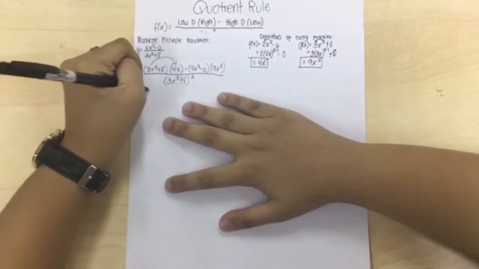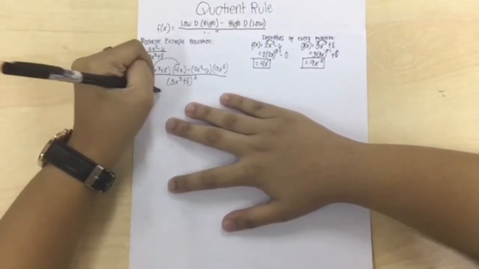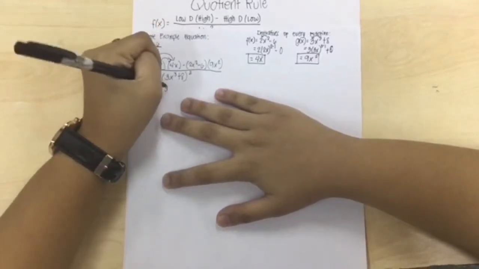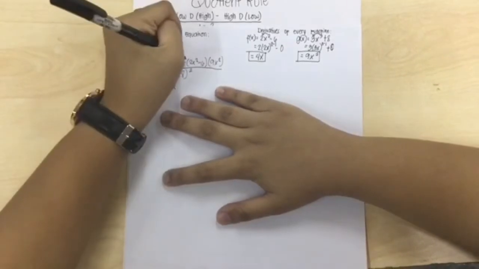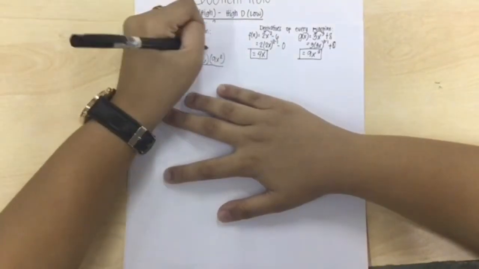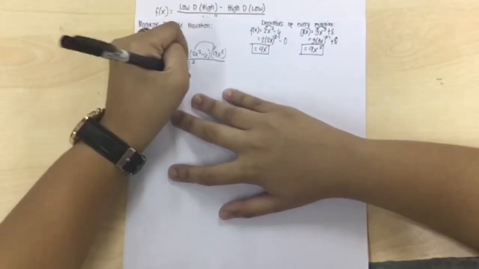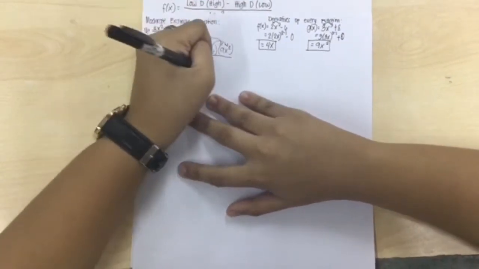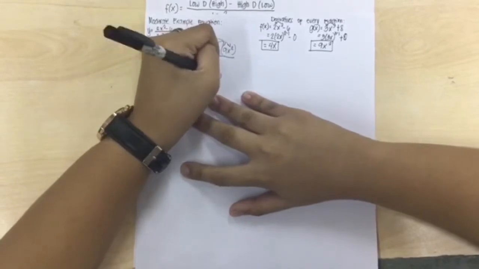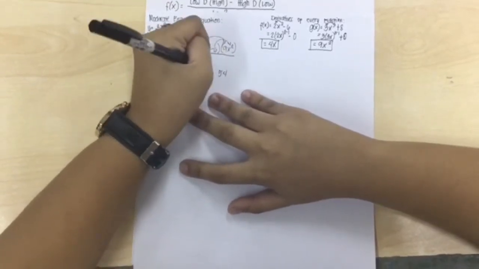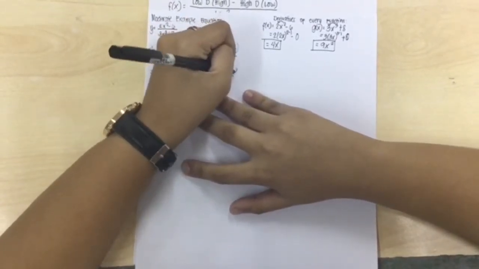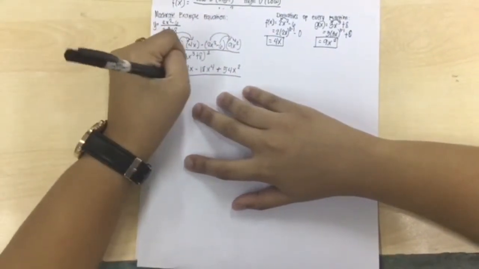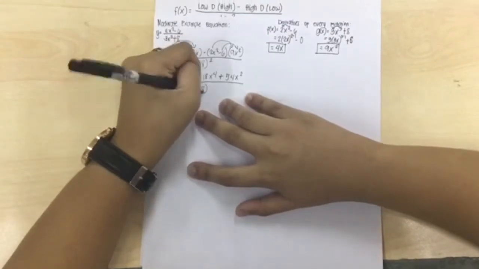Let's distribute. 3x cubed times 4x will give you 12x raised to the power of 4, plus 8 times 4x will give you 32x. Distribute the negative sign. Negative 2x squared times 9x squared will give you negative 18x raised to the power 4, plus positive 6 times 9x squared will give you positive 54x squared, over (3x cubed plus 8) squared.